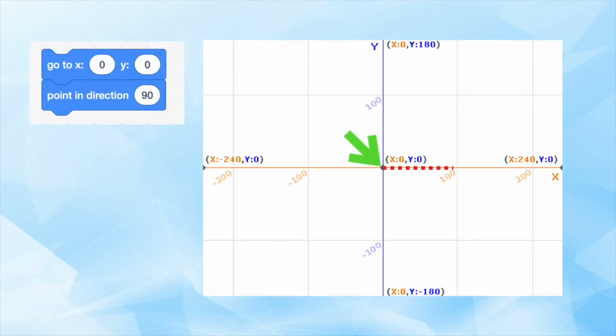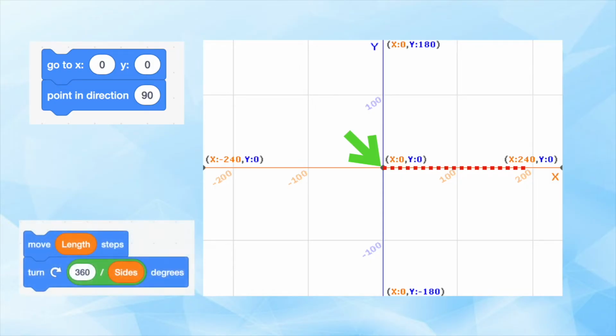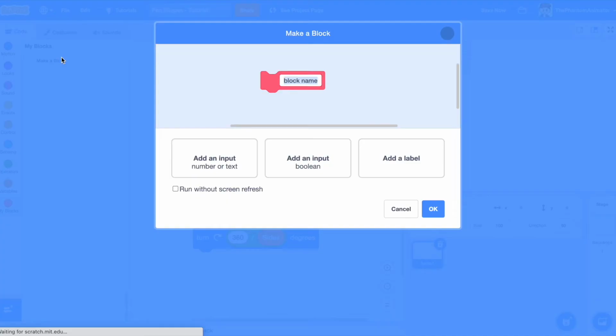Now let me explain it to you. So we start in the middle and then we point in direction 90, but we haven't drawn the line yet. That will happen when we move length steps. And then we'll turn 360 divided by sides degrees. Okay, let's continue with our program.